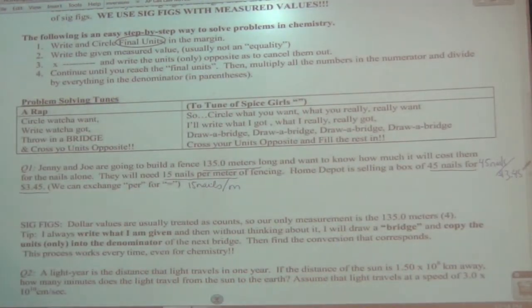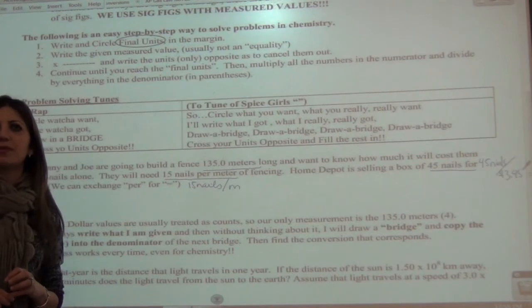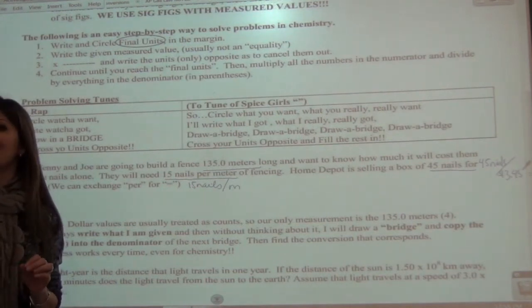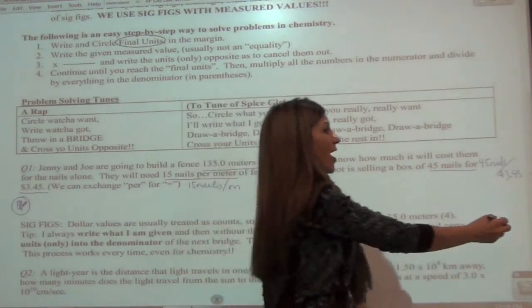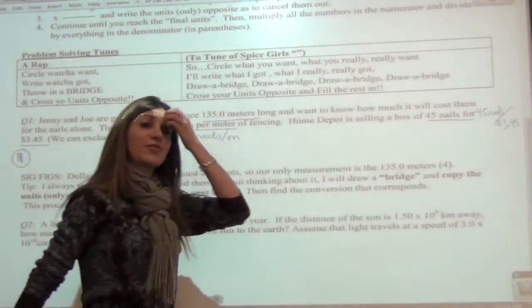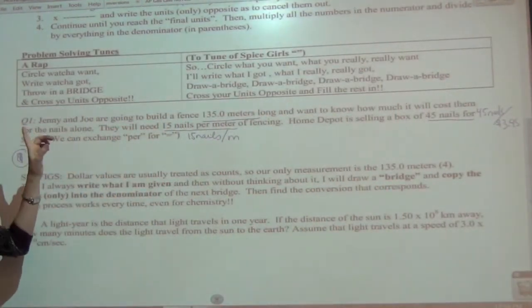One of the hardest parts is to circle what you want. What do you want in this problem? Cost, but cost is not a unit. What is the unit of cost? Dollars. That's what we're looking for. It has to be a unit, otherwise you're going to have trouble answering your question, okay? So that's the first thing.